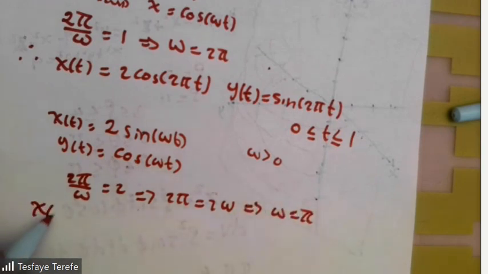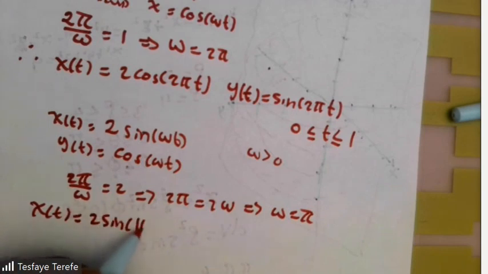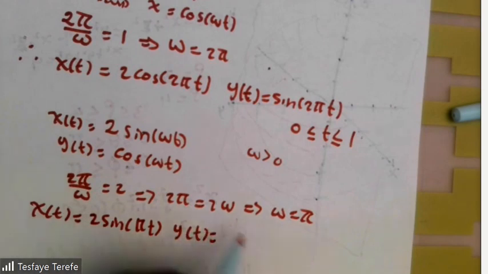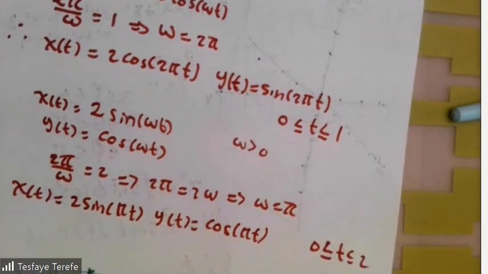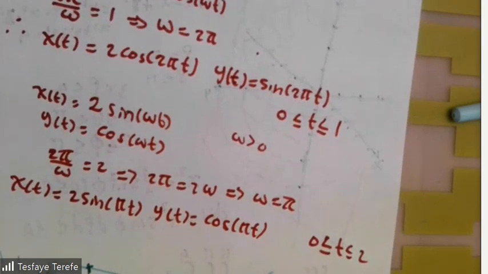Therefore, x of t is equal to 2 times sine of pi t, and y of t is equal to cosine of pi t. By the way, t is changing between 0 and 2. And that is what you need to remember. So parameterization is really very important, and we learn it so many times. And I want to really practice.